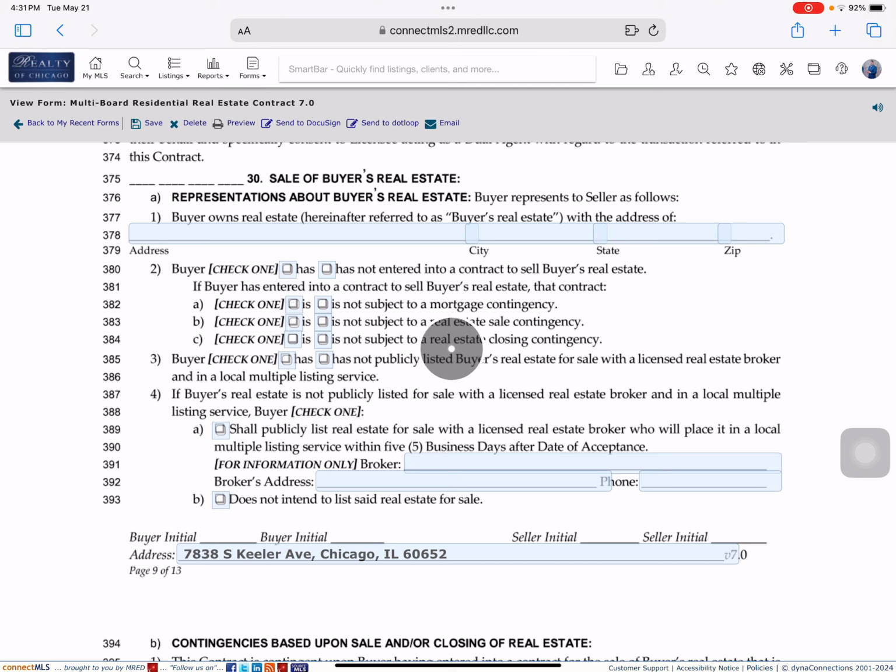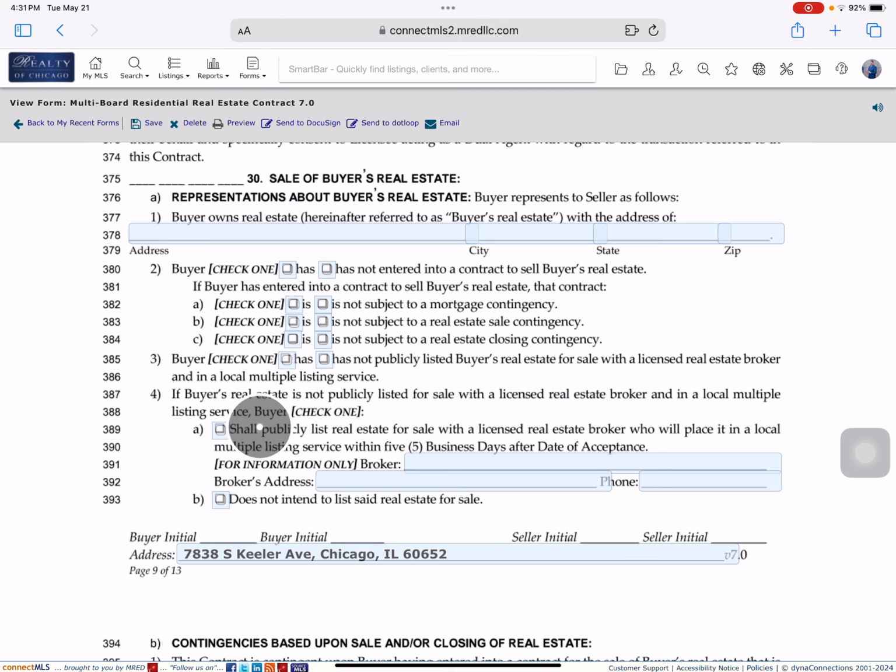And then on line 385, check 1, the buyer has or has not publicly listed the buyer's real estate for sale with a licensed real estate broker. Again, you want to go ahead and indicate yes or no. And again, be truthful with this, guys, because this is a part where the seller's agent can go ahead and verify this information.